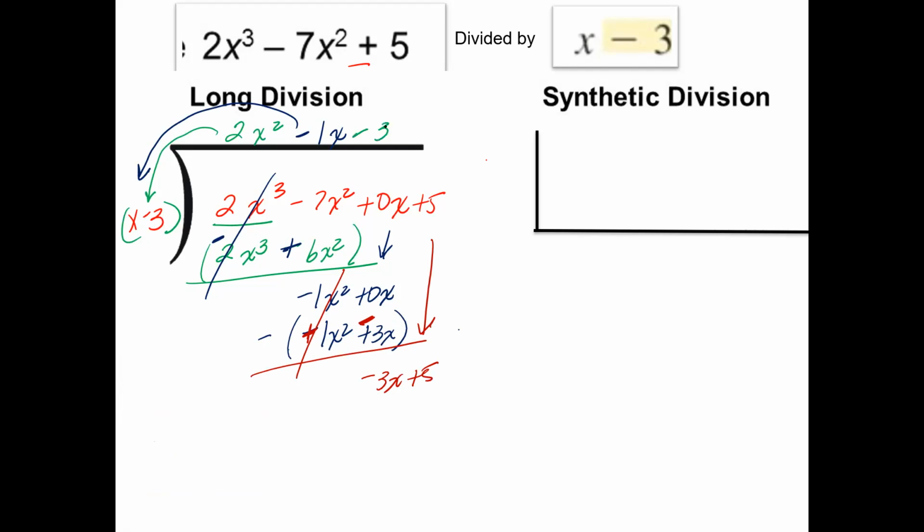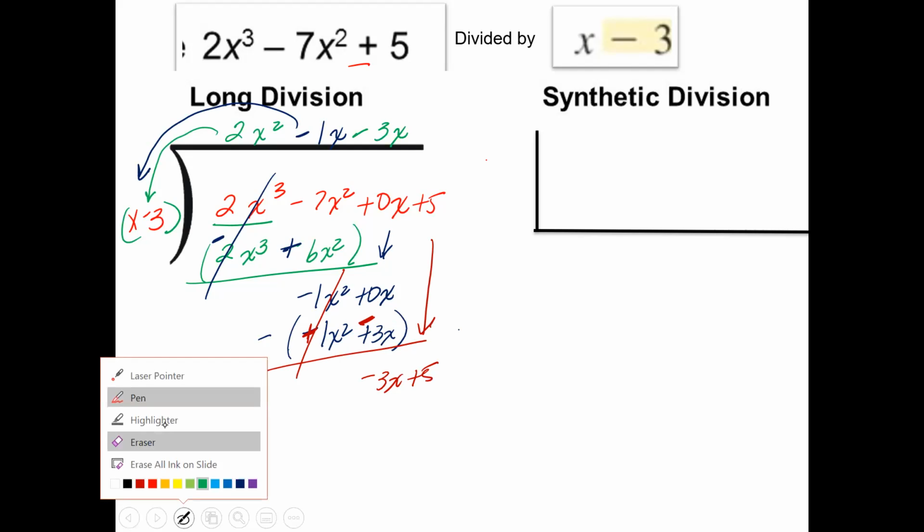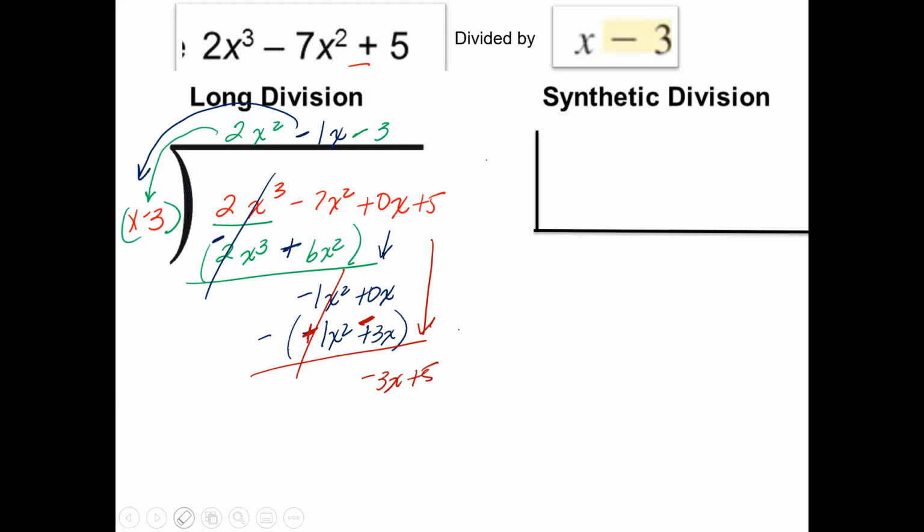X times negative 3, or actually just negative 3 because I don't need the x anymore, is going to give me a negative 3x plus 9. And again, distribute, you're going to have a negative 9, so that's going to be a negative 4. My answer in this case is going to be this part right here. So it is 2x squared minus x minus 3 minus 4, make sure you put the remainder over the divisor of x minus 3.